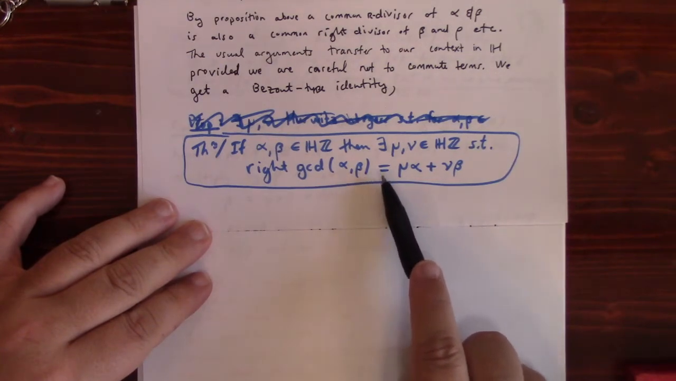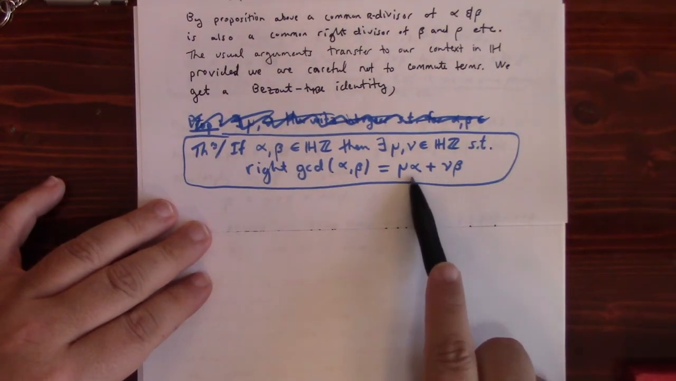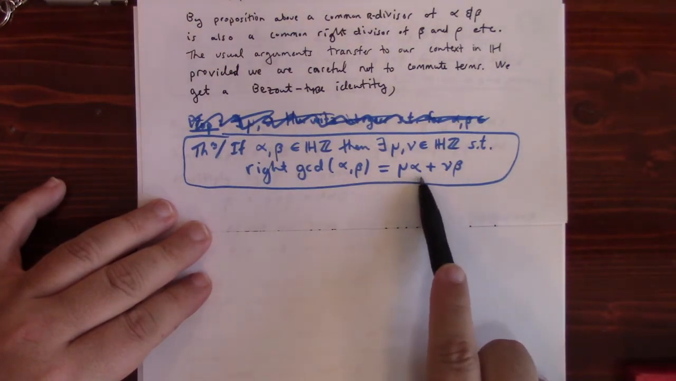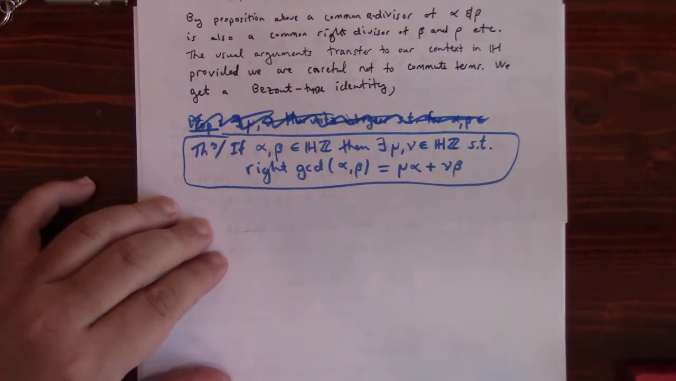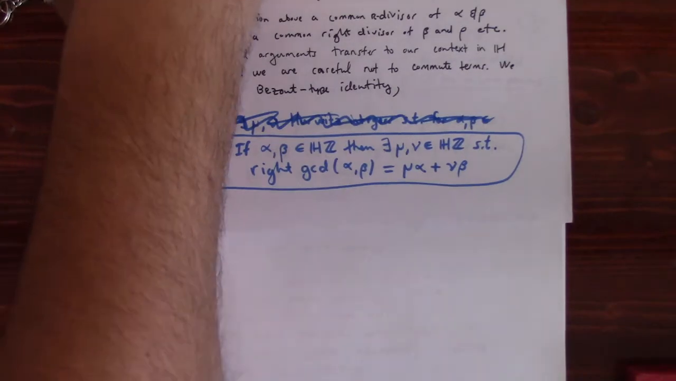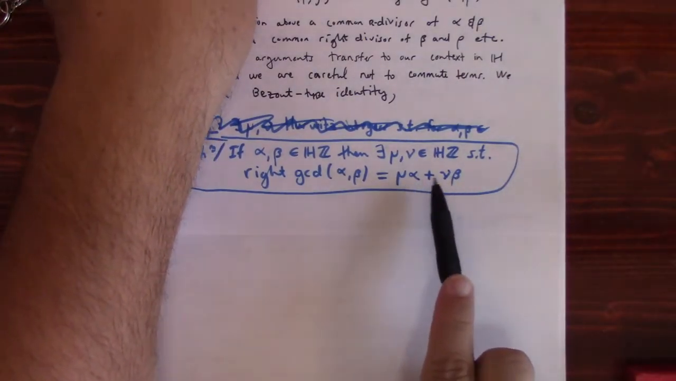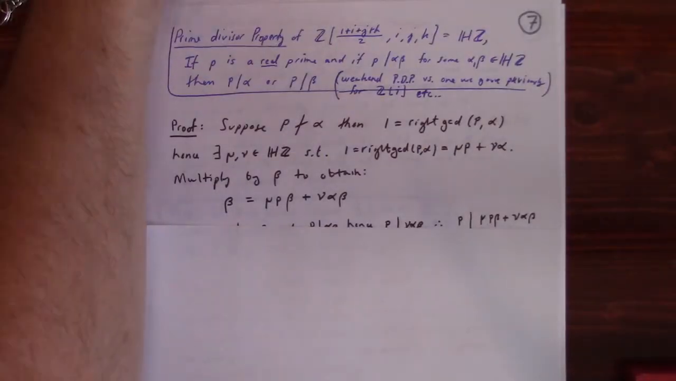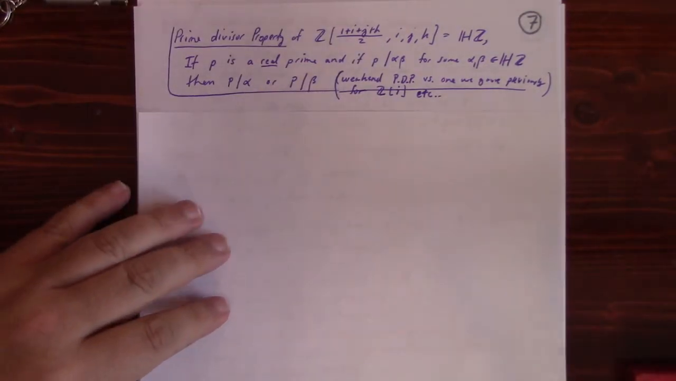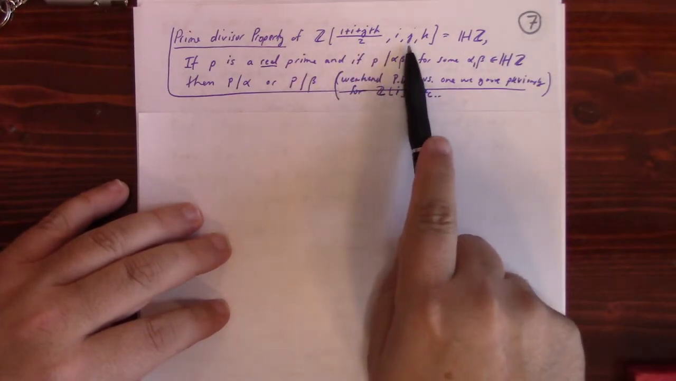and by essentially the Bezout theorem for this thing, it's equal to a quaternion linear combination of mu alpha and nu beta. All right. So, yeah. And keep in mind, it matters which side alpha and beta go on when doing this kind of thing. It's really picky. And so there's a prime divisor property of the Hurwitz integers.